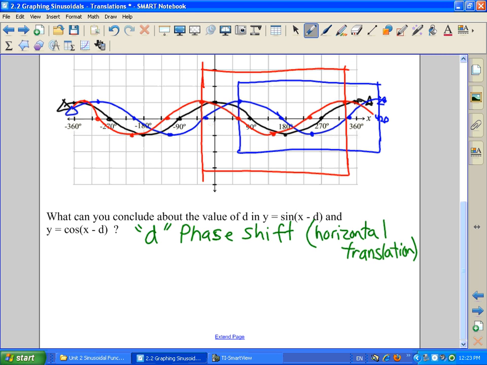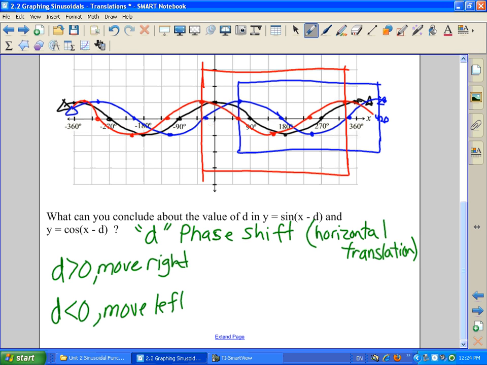What do we know, folks? That if D is greater than 0, we're going to move to the right. And if D is less than 0, we move left. Okay? And just remember, folks, that we've learned that the starting point is D.